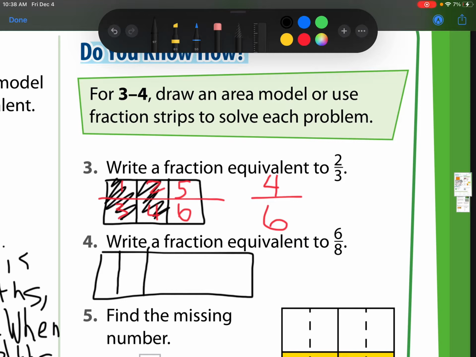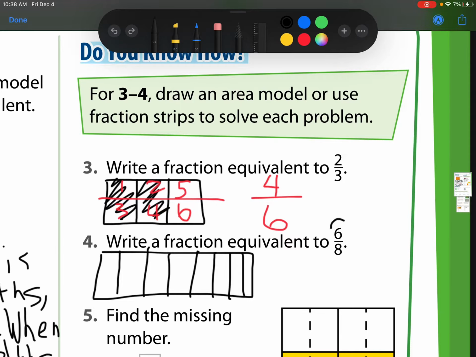So 1, 2, 3, 4, 5, 6, 7, and 8. Now, to be absolutely correct, they do need to be the same size. Notice how this little guy right here is much smaller than that. So they should be the same, but again, since I'm drawing with my fingers, it's not the easiest.